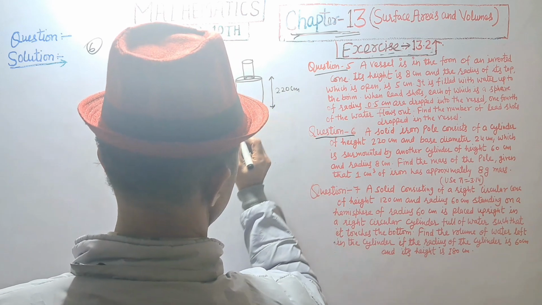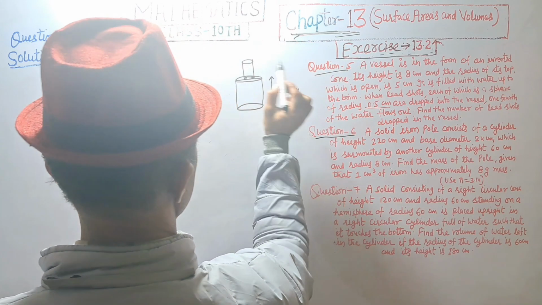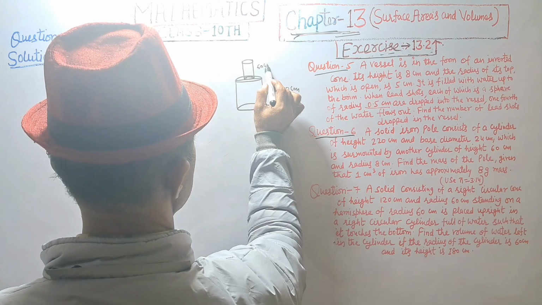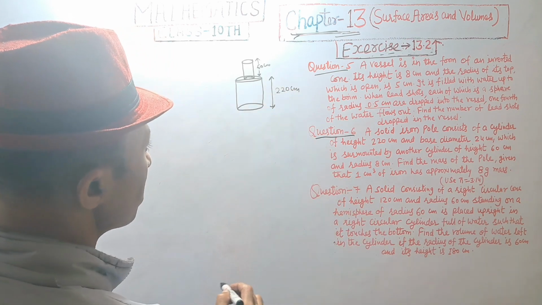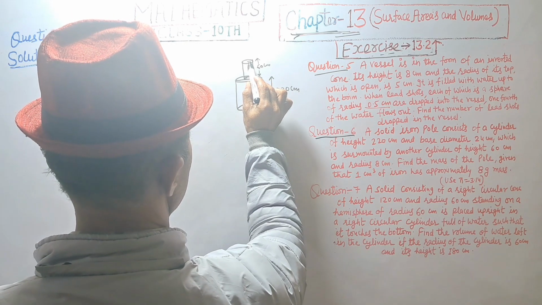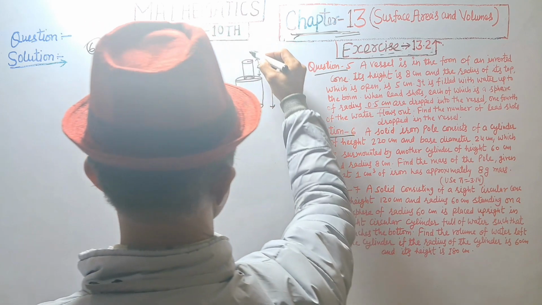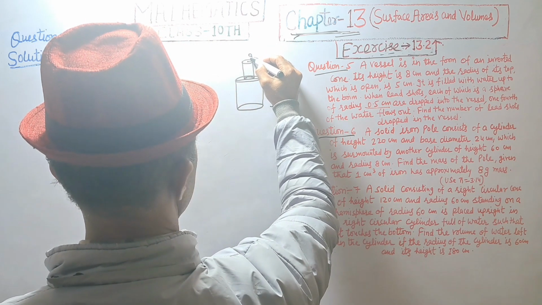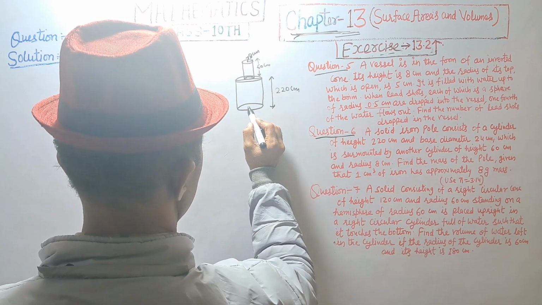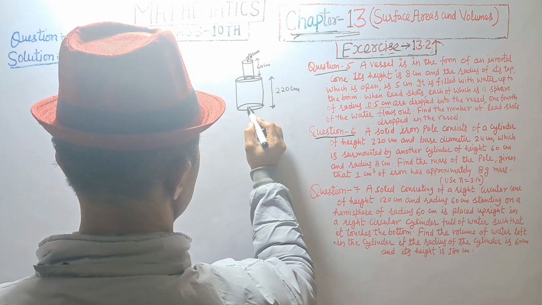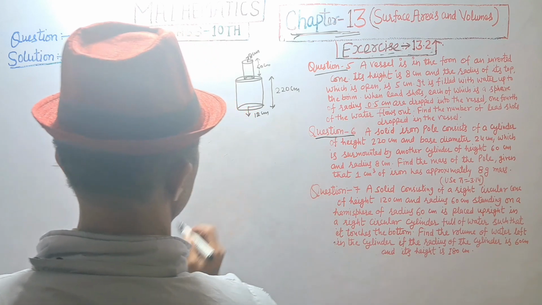220 centimeter height and 60 centimeter height. Radius is equal to 8 centimeter and its radius is equal to 12 centimeter.